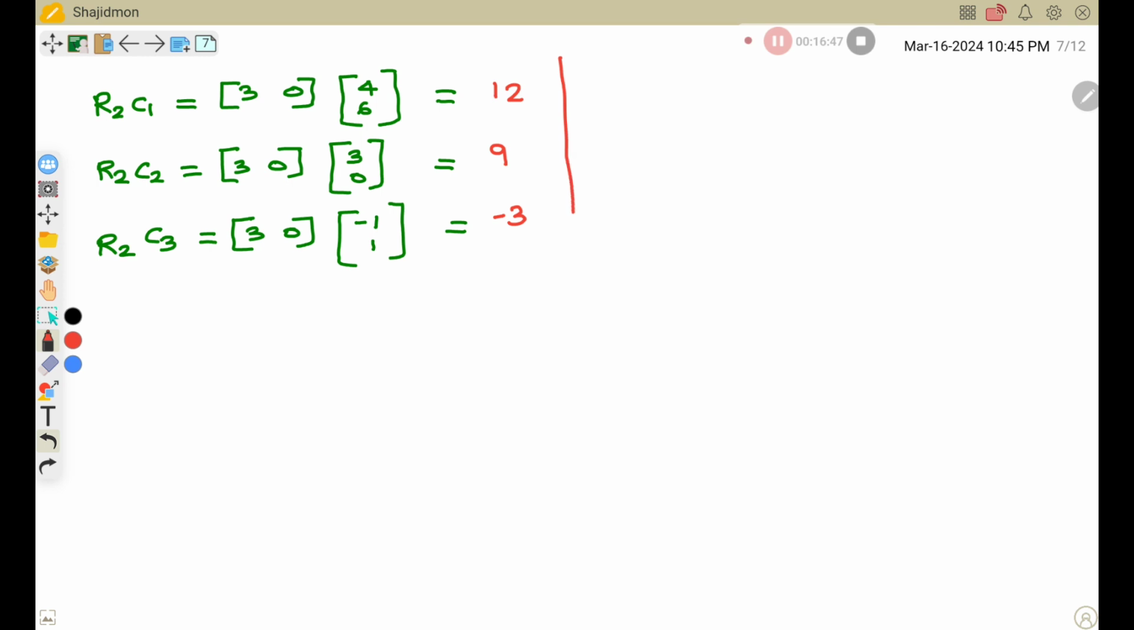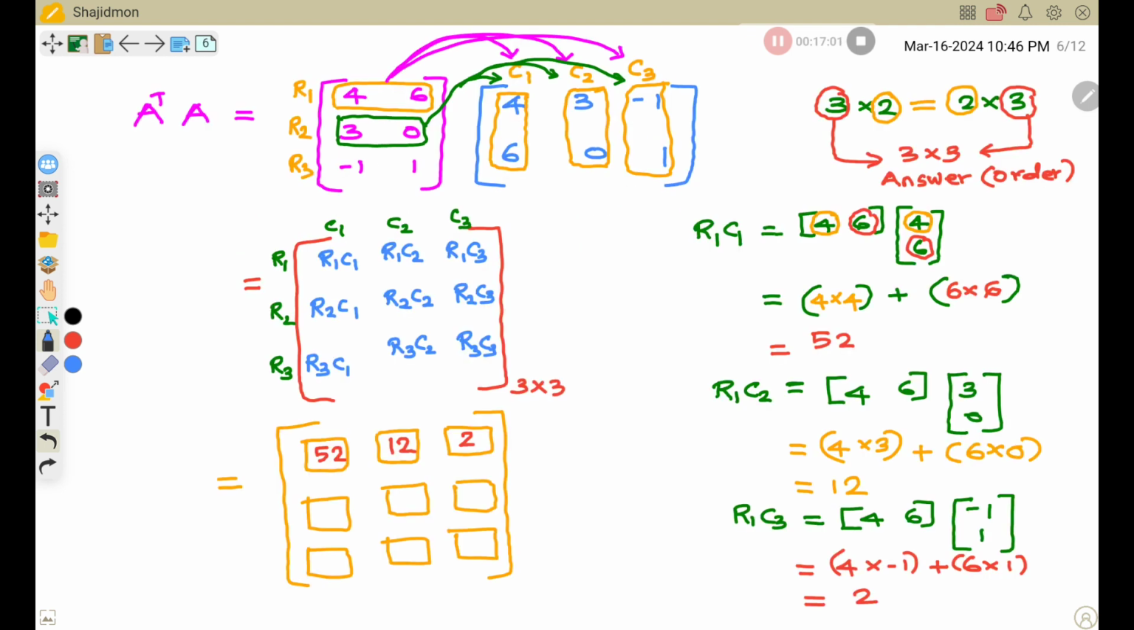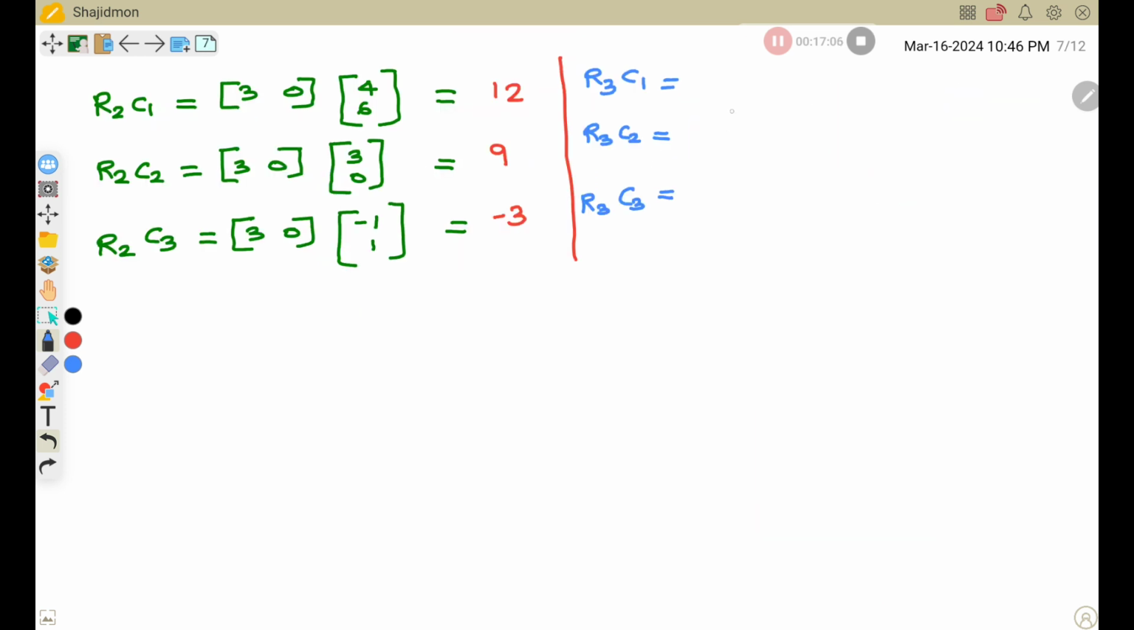Now in a similar way we need to do the calculation with the third row. That means third row with column number 1, third row with column number 2, and third row with column number 3. What is the third row actually? Third row means this one, minus 1 1, correct? So minus 1 1 multiply with the first column. First column is 4 6.